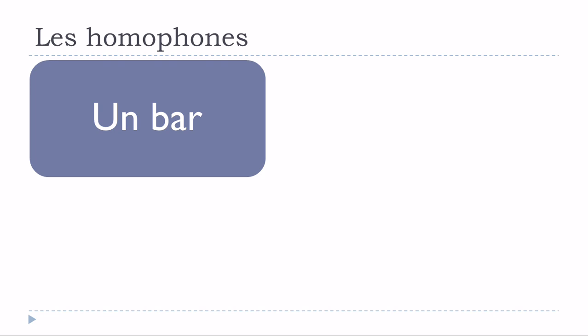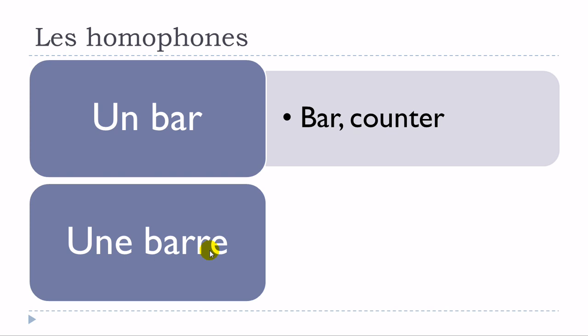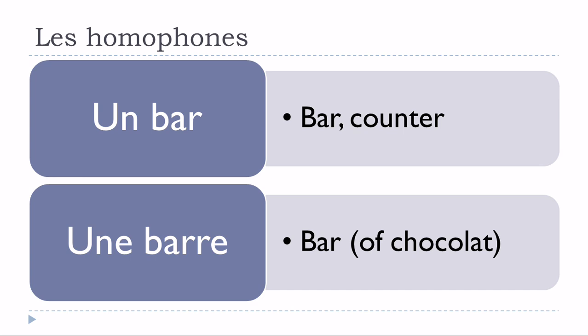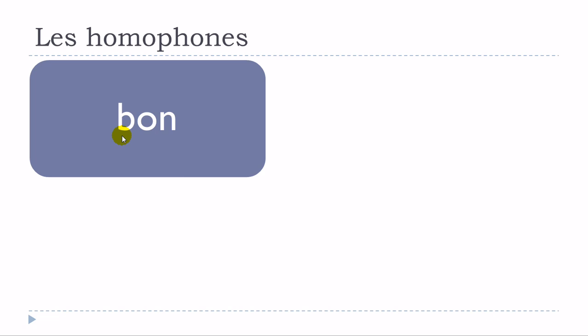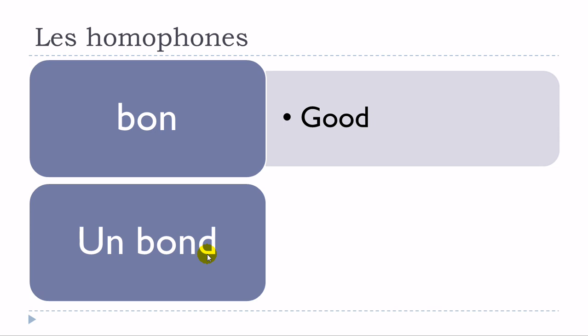Un bar. And then une bar. Okay, so you can hear that it's exactly the same way that you pronounce, but then you get R, R, and then E. Okay, so in that case, it's this adjective, bon, and the meaning is good in English. Okay, bon, all right, and here we've got substantive, un bon.